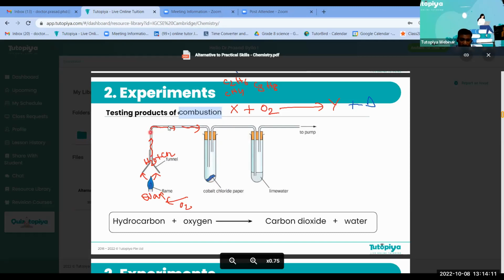So when these products are passing through the first tube, the water turns cobalt chloride pink. This indicates that one of the products is water. But the carbon dioxide goes unreacted into the next tube, into lime water. Can anyone tell me what is the formula of lime water? What is the formula of lime water?